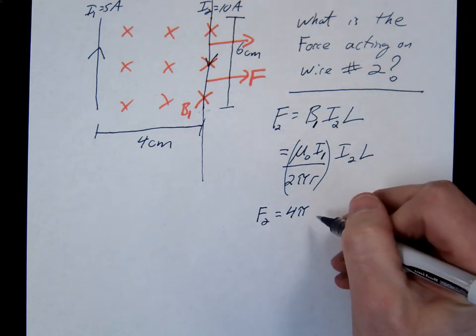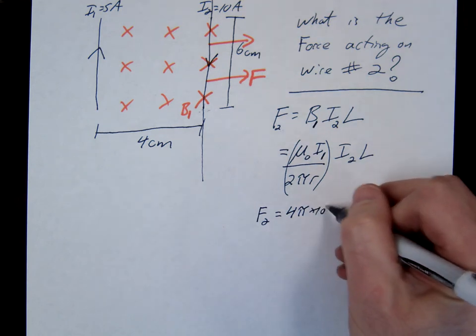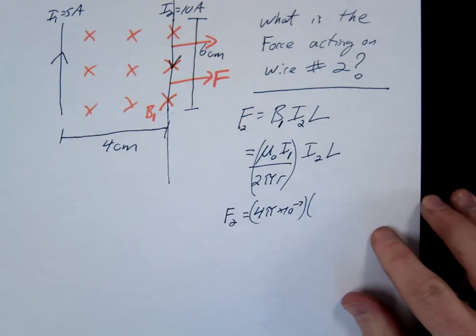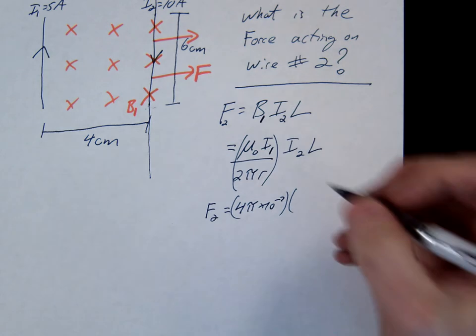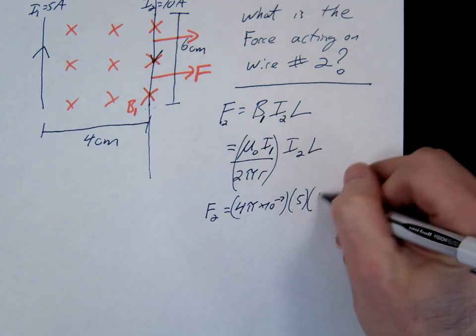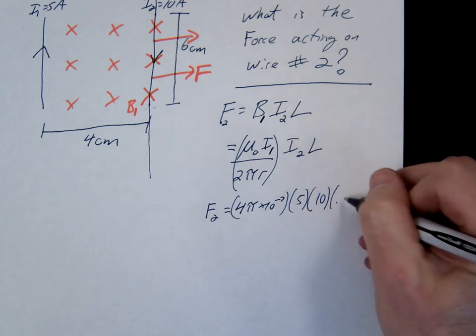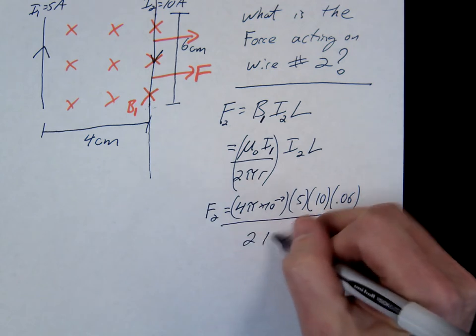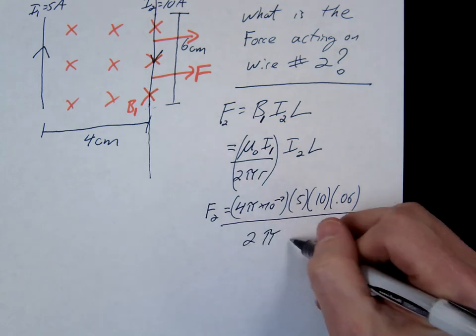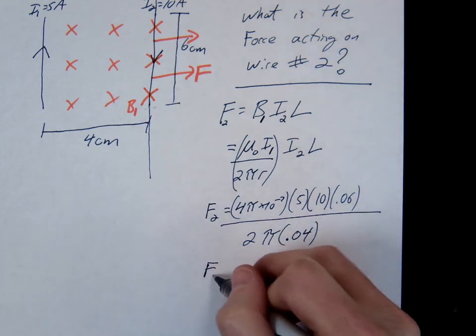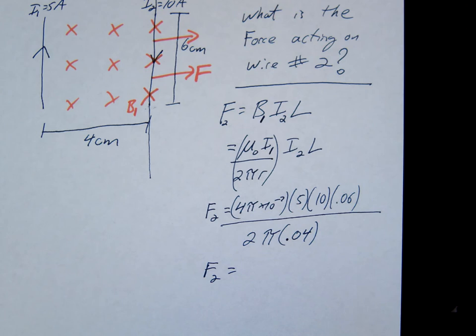So 4 pi times 10 to the negative 7th, times I1, which was 5, times I2, which was 10, times L, which is 0.06, divided by 2 times pi times 0.04. And what do we get for F2?